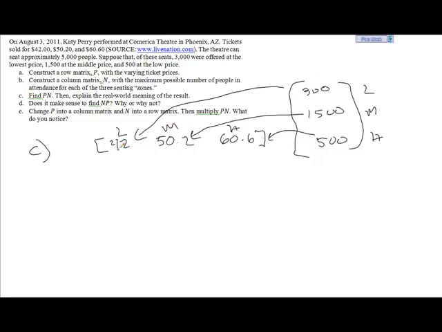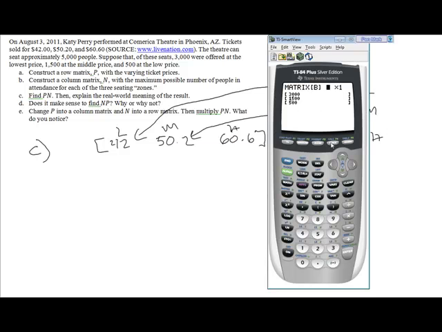So 3,000 times 42 tells me the maximum revenue that's going to be generated by selling all 3,000 tickets at the low price. Excuse me, I had this as 300, it's supposed to be 3,000. So 3,000 times 42 plus 50.2 times 1,500, that's the total for the medium range seats, and then 500 times 60.6 is the total revenue for the high price tickets.